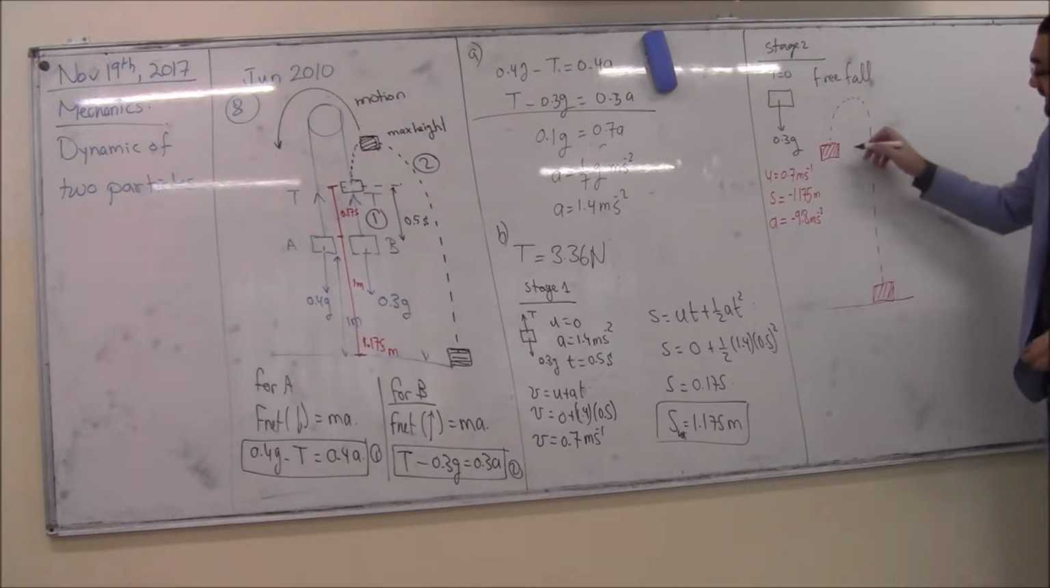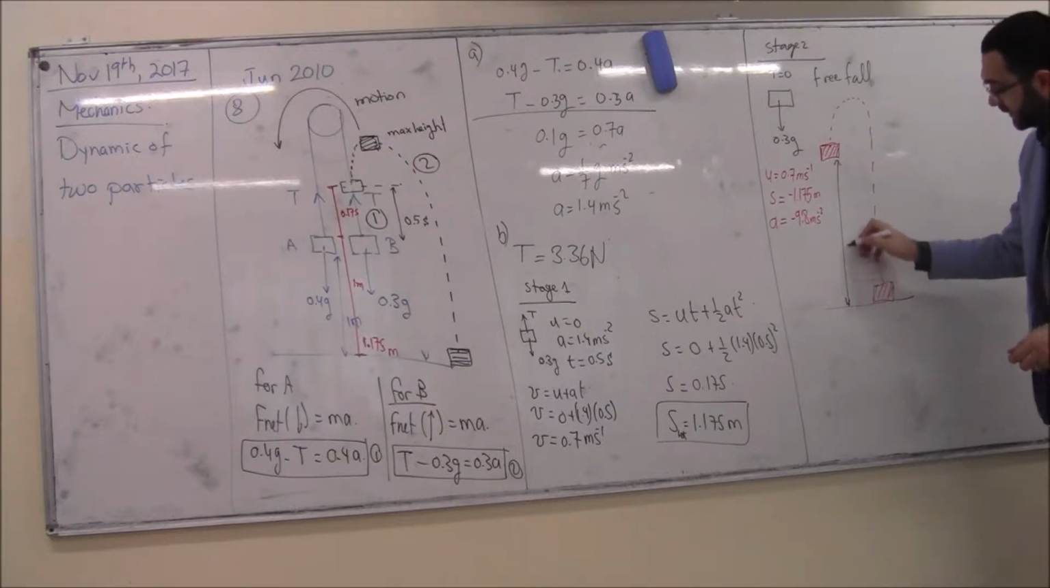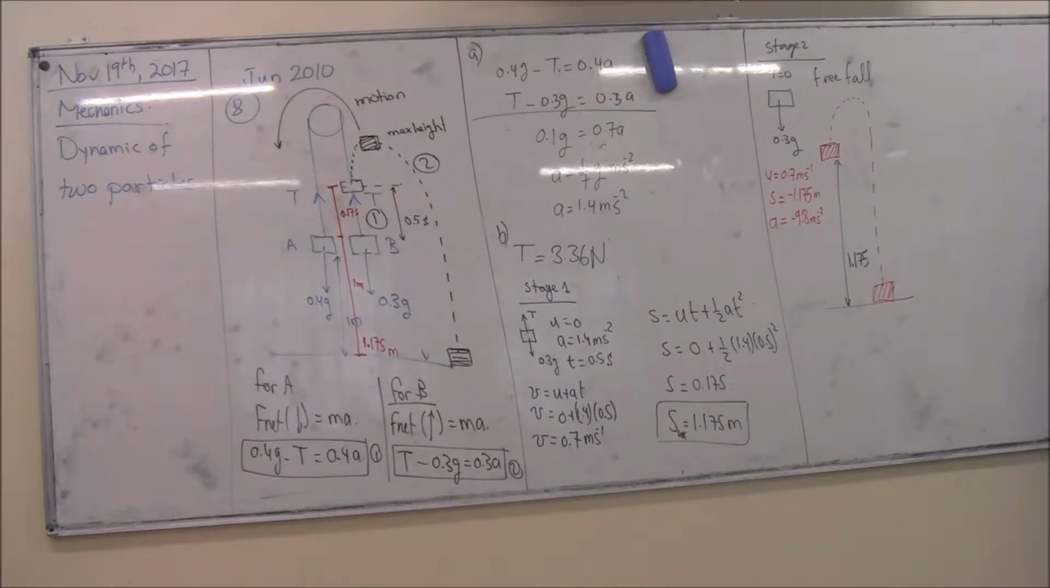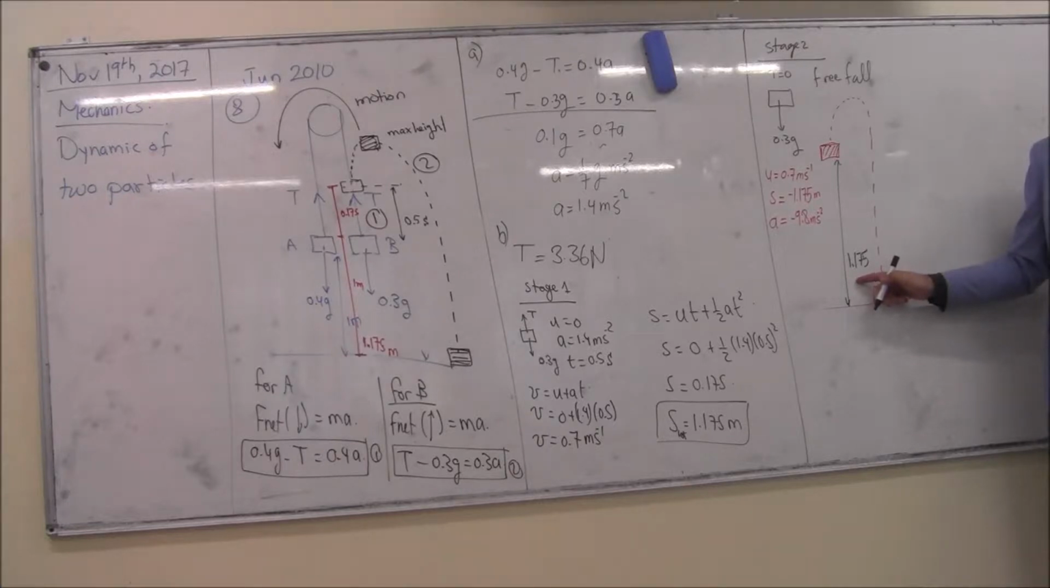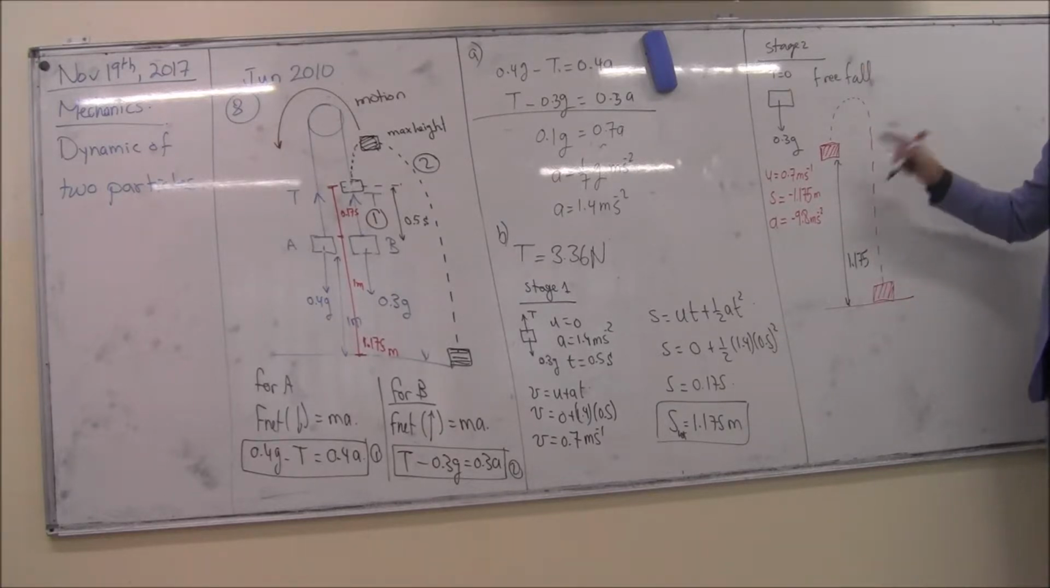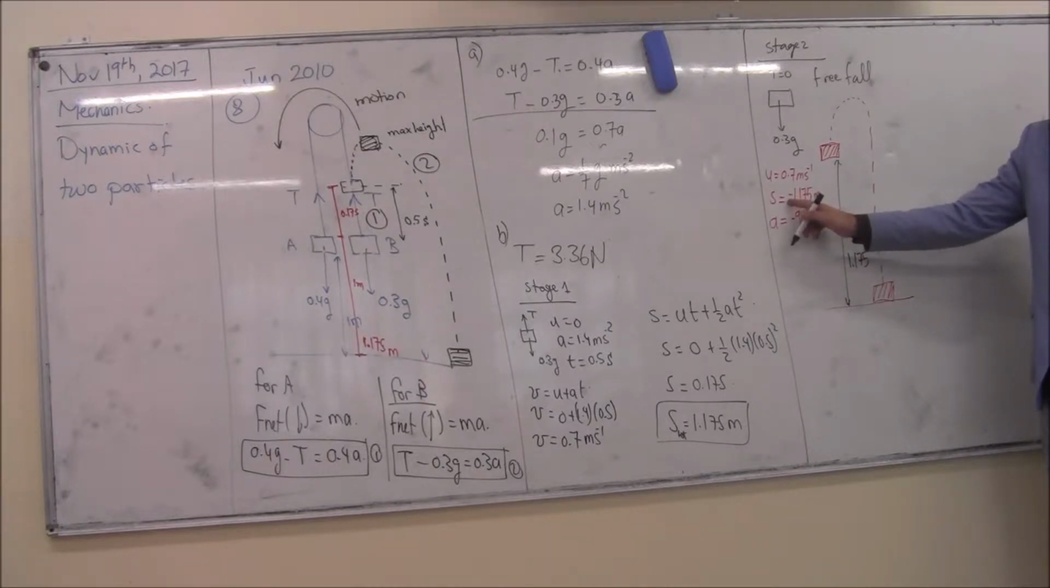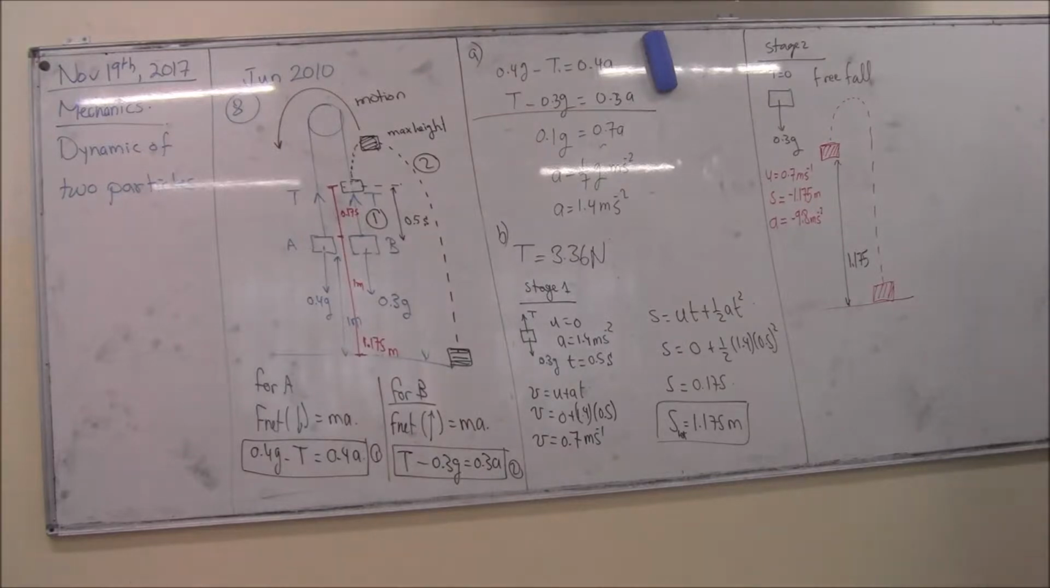Guys, look. What is this displacement? 1.175. If you remember in free fall, I don't care about the path. The displacement is the shortest distance between the initial position and the final position. Which is falling down, so the displacement is negative. Again, pay attention for a moment.